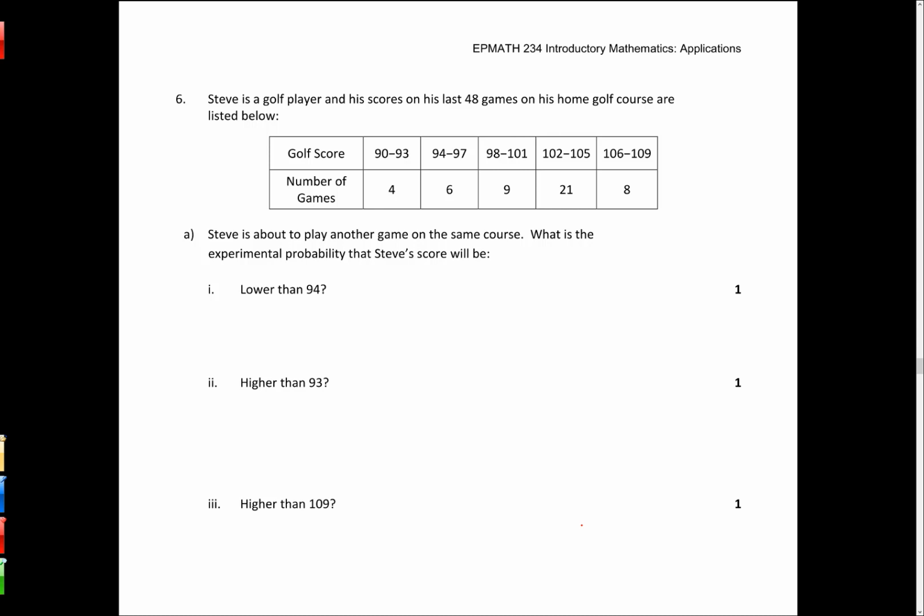Steve is a golf player. Good on Steve. His scores on his last 48 games on his golf course are listed below. I'm just going to check to make sure there are no errors. 10, 19, 48. Yep, it's true. Steve's about to play another game on the golf course.